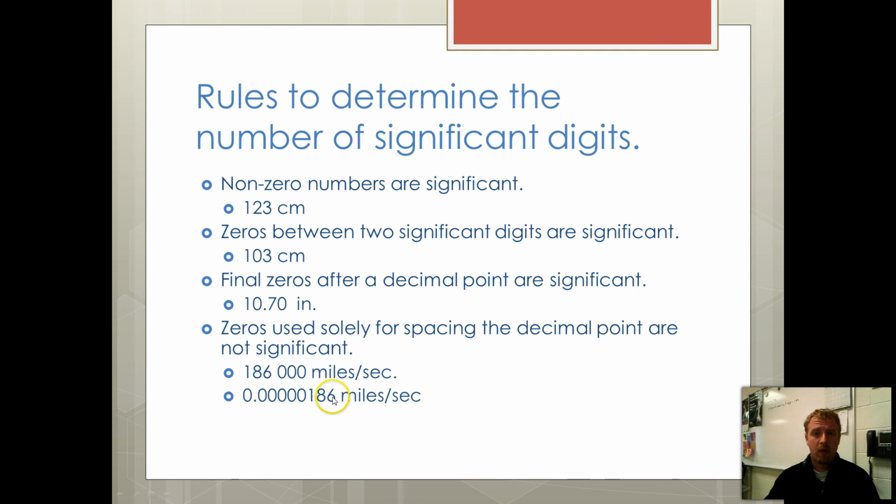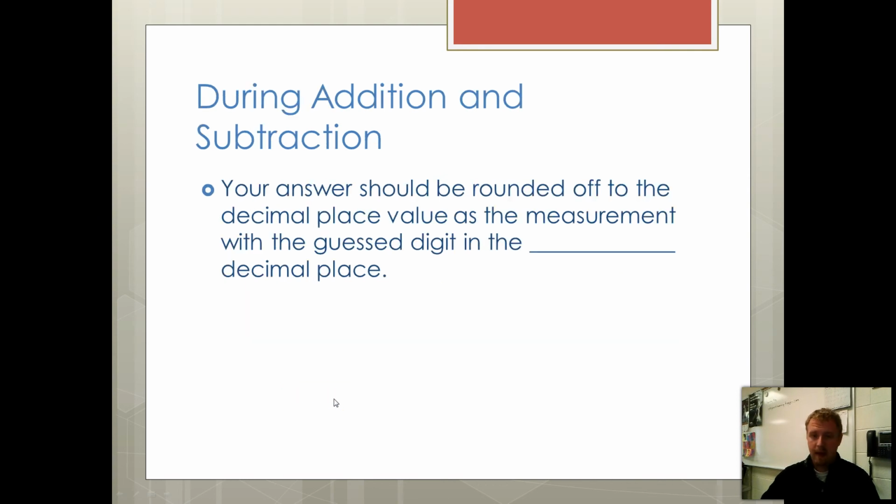These values are important. There are no final zeros, but these are spacers, and they're not significant. Therefore, there are 3 sig figs here, and there are 3 sig figs here. Okay? All right, now this gets a little tricky, and if you were in class, you would have seen some of the examples of this.